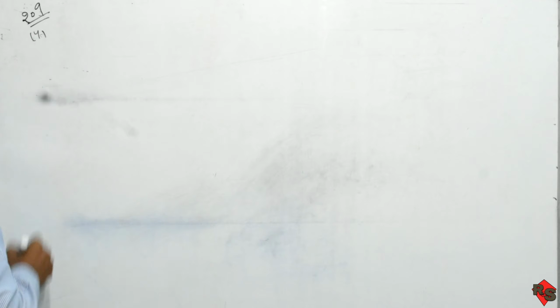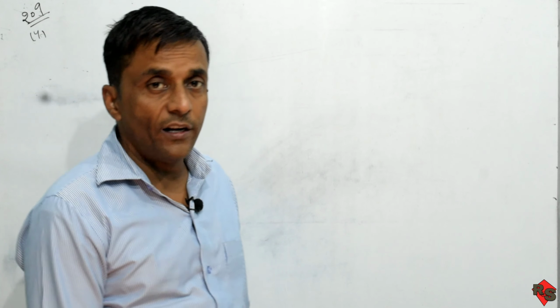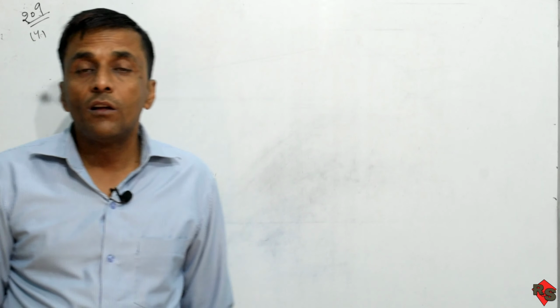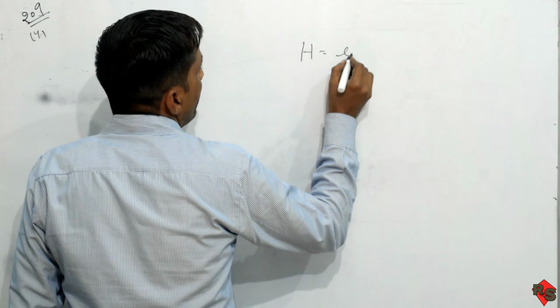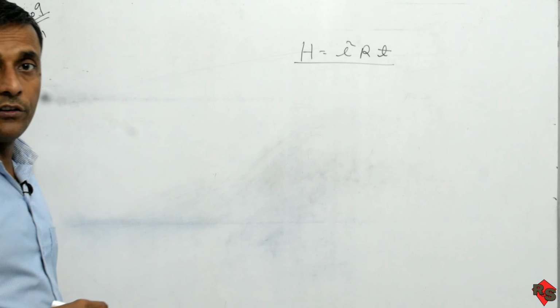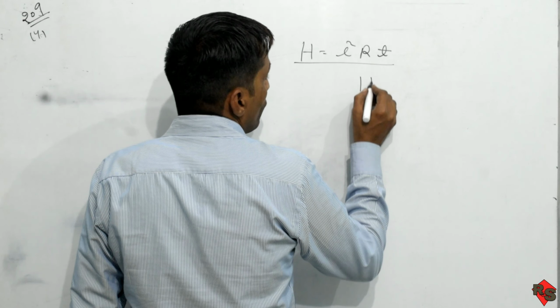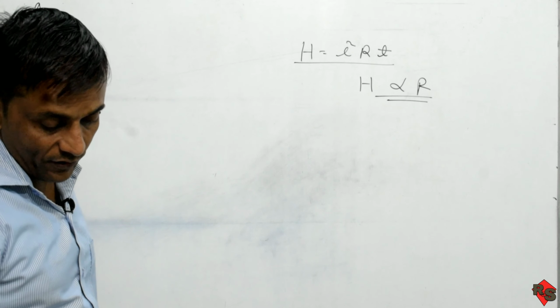Question number 4 of this page. The question is: why are the coils of electric toasters and electric irons made of an alloy rather than a pure metal? As you know, electric toasters and electric irons work on the heating effect. So we know H is equal to I squared R T. Heat is directly proportional to resistance.